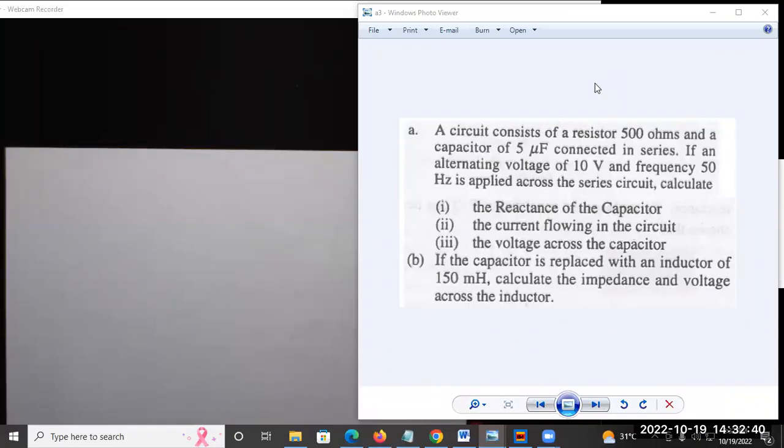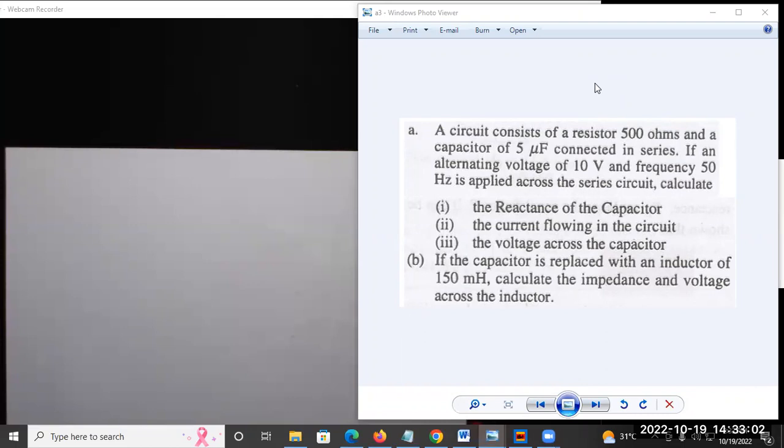A circuit consists of a resistor of 500 ohms and a capacitor of 5 microfarad connected in series. If an alternating voltage of 10 volts and frequency 50 hertz is applied across the series circuit, calculate the reactance of the capacitor, the current flowing in the circuit, the voltage across the capacitor.